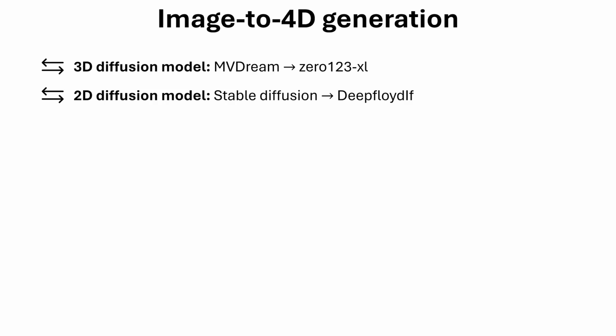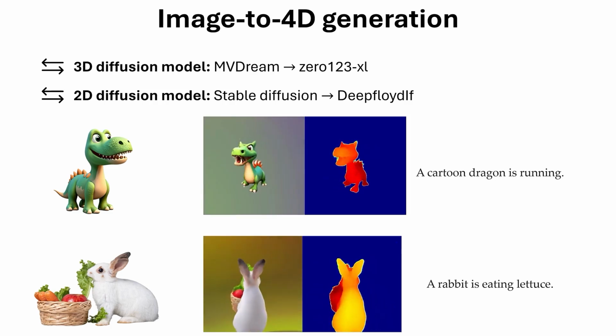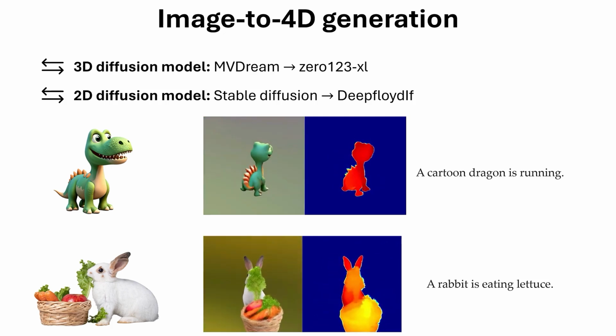And the other cool application is using an image instead of text for image to 4D generation. To do that, they have just modified their diffusion guidance to receive an image instead of text. And for 3D diffusion, they use Zero123 XL instead of MVDream. And for 2D diffusion models, they use DeepFloyd IF instead of Stable Diffusion. And by this simple trick, we can have an image as the input and generate a 4D and see things like a cartoon dragon that is running or a rabbit that is eating lettuce.